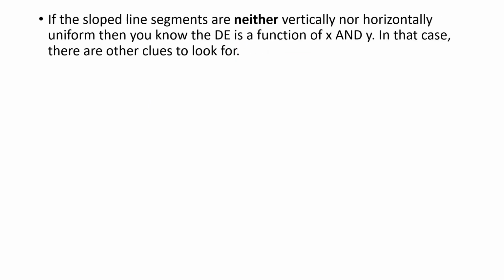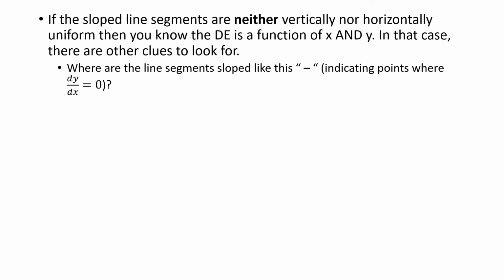Okay, now what happens if the slope line segments are neither vertically nor horizontally uniform? What do you know then? You know, of course, the DE is a function of both x and y. In that case, you're looking for other clues, and these clues will come into play later as well for more than one function of x, more than one function of y.